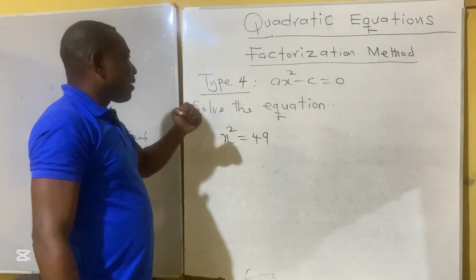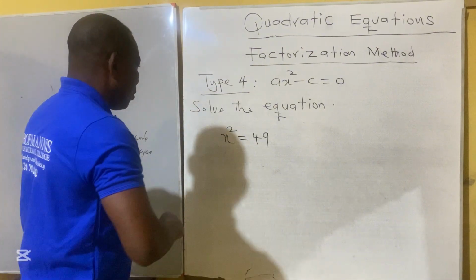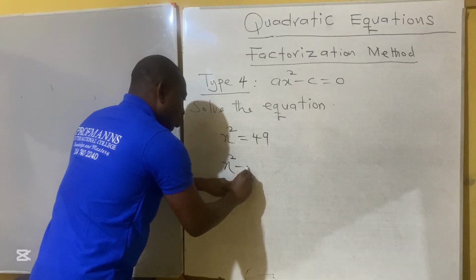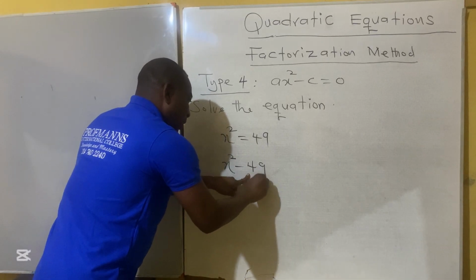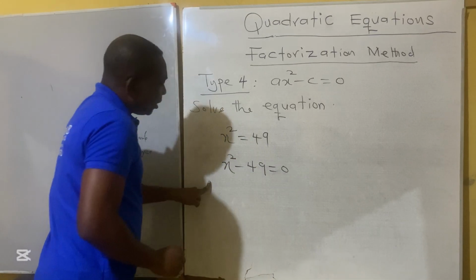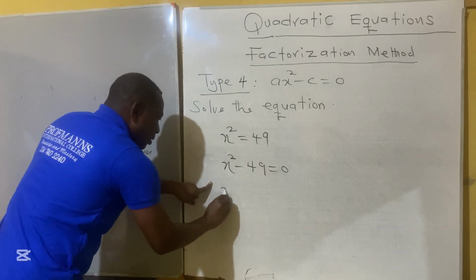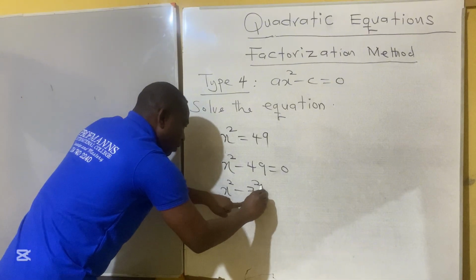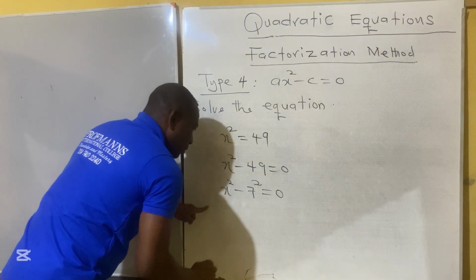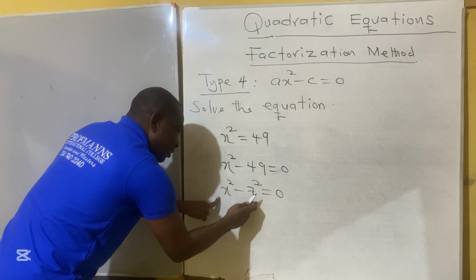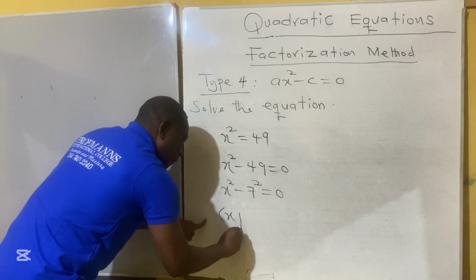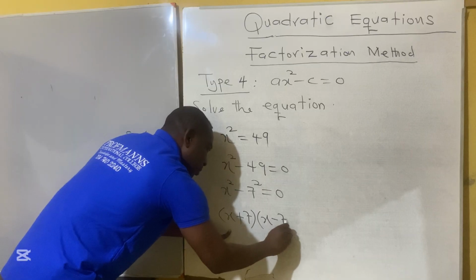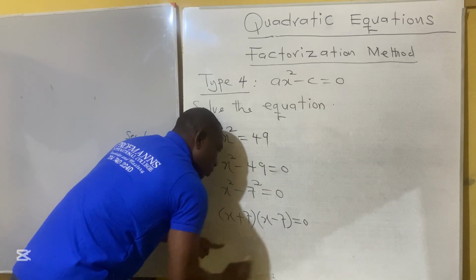Second question under the type 4. Let's equate to 0, x squared. This crosses the equal to sign, becomes minus 49 is equal to 0. This is again a difference of two squares. So x squared minus 7 squared is equal to 0. So let's factorize this difference of two squares. x plus 7 times x minus 7 is equal to 0.